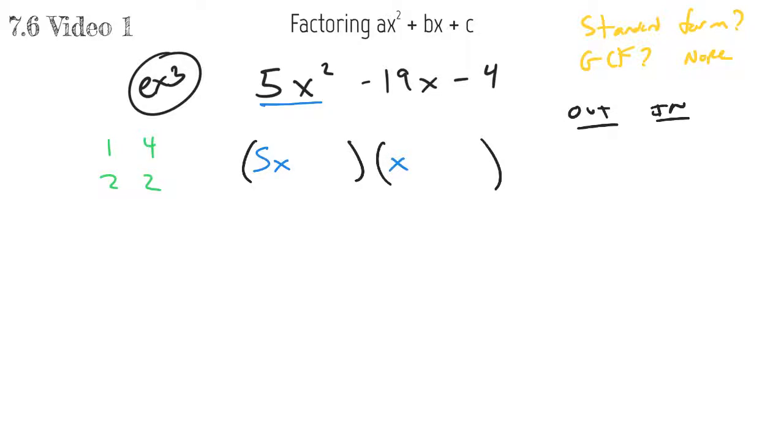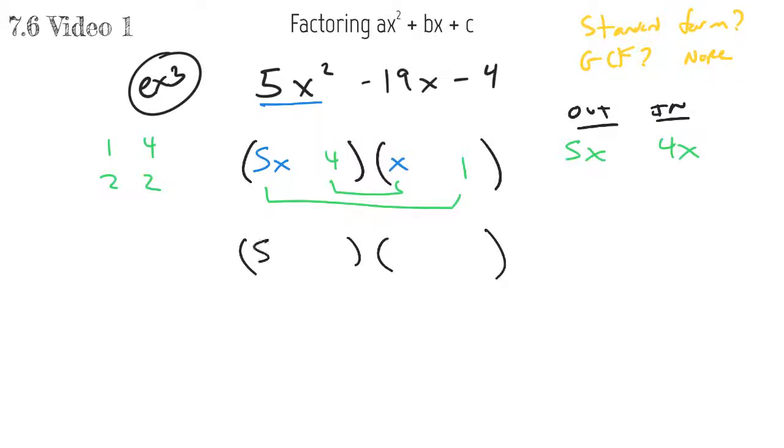Okay, so let's start with 4 and 1. Okay, 4 and 1. If I check my outsides, I get 5x times 1, which would be 5x. And I check my insides, I get 4x. That does not give me 19. Okay. So let's switch them around. 5x and x. But instead of 4 and 1, let's do 1 and 4.